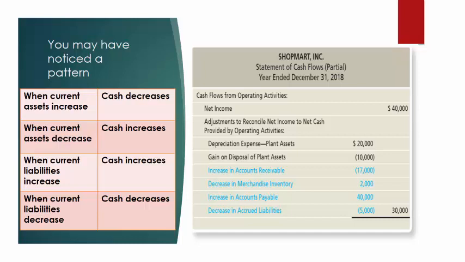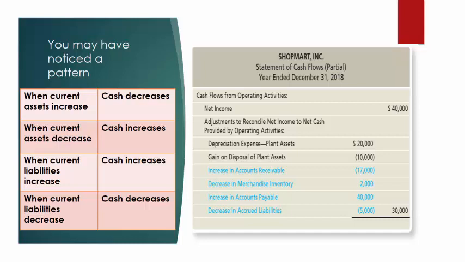So now we owe more, but since we owe more, that means we transferred less cash to acquire the goods that we need. So that increase in accounts payable of $40,000 will adjust ShopMart's net income up by $40,000. And then they had a decrease in accrued liabilities.